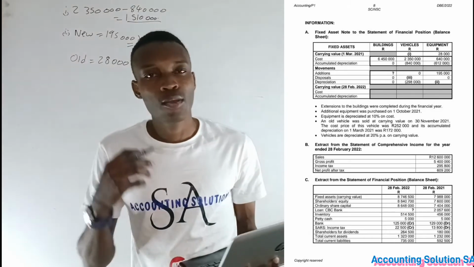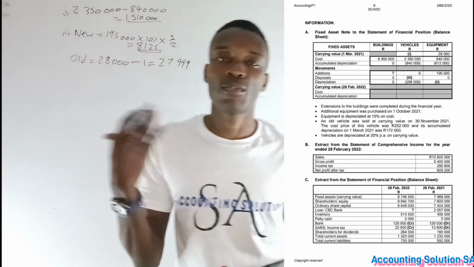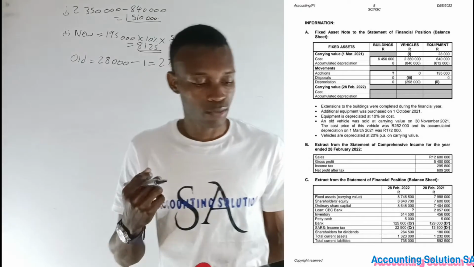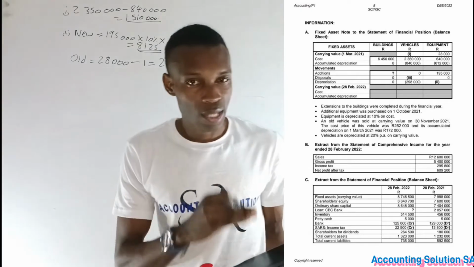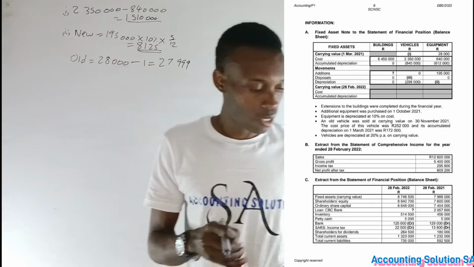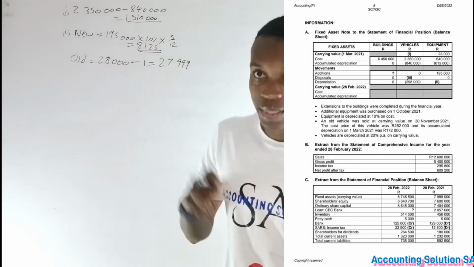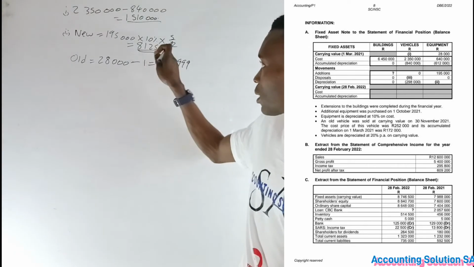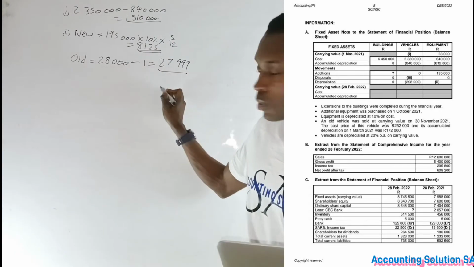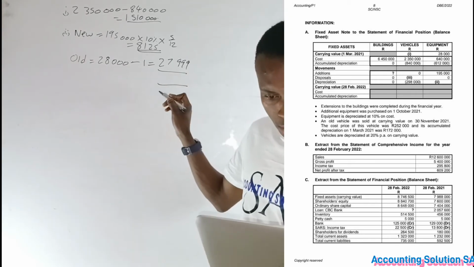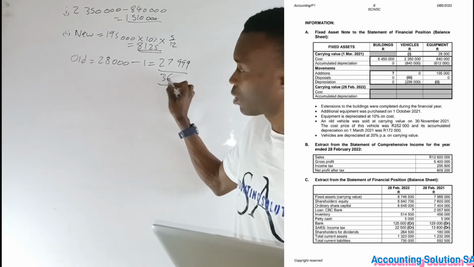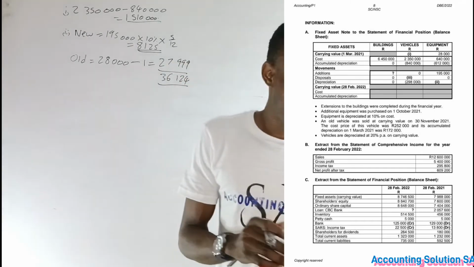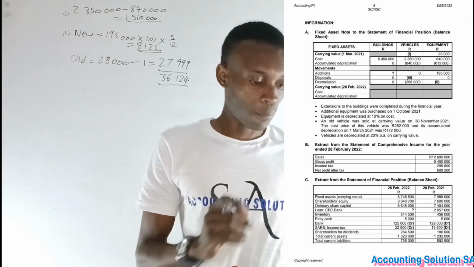27,999. So this is how you do it guys, if your current value is less than the depreciation that you calculated, which means that this equipment is outdated, is very old, in other words. Okay, so I think that was a tricky part for this question. So after that, you're going to add 8,125 plus 27,999, which is going to give you a total of 36,124. Very simple. Okay, now let's proceed.